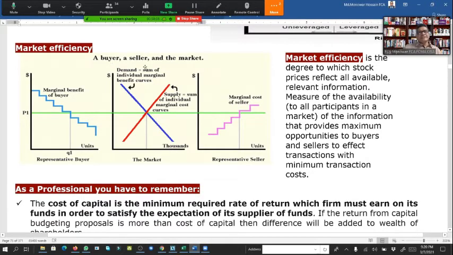A buyer, a seller, and a market, how they work. That means all depend on demand and supply. And market efficiency is the degree to which a stock price reflects all available relevant information, measured by the availability to all participants in a market of information that provides maximum opportunities to buyers and sellers to effect transactions with minimum transaction cost.